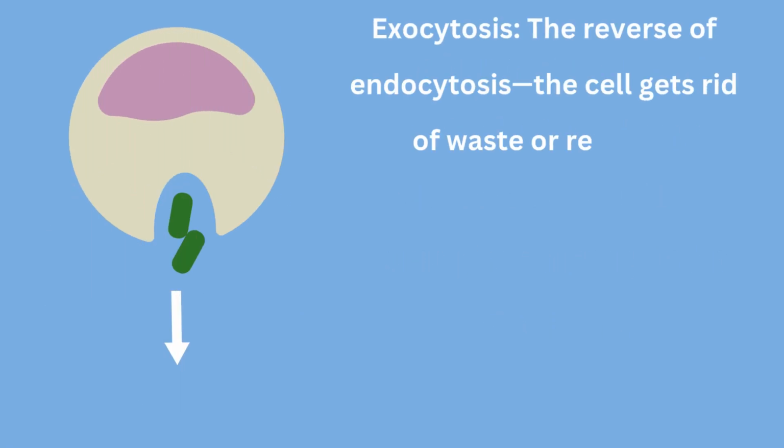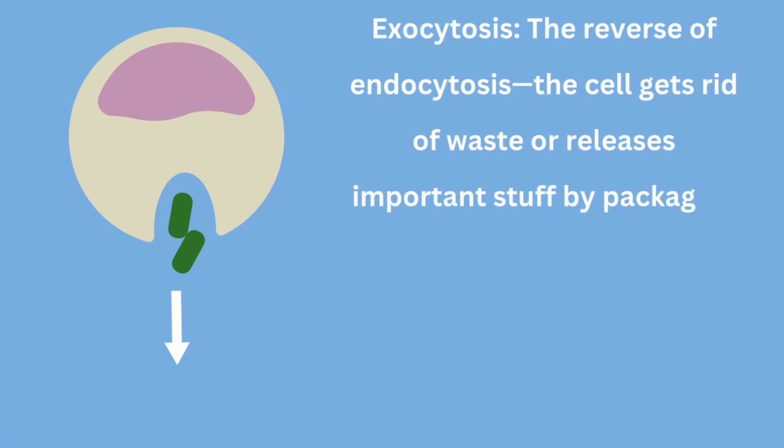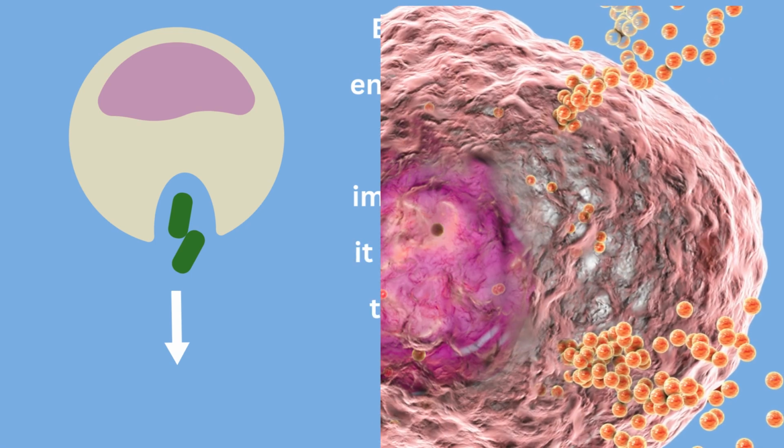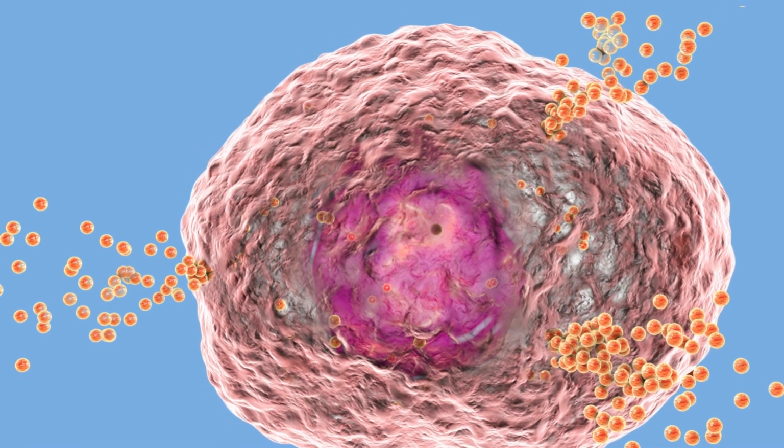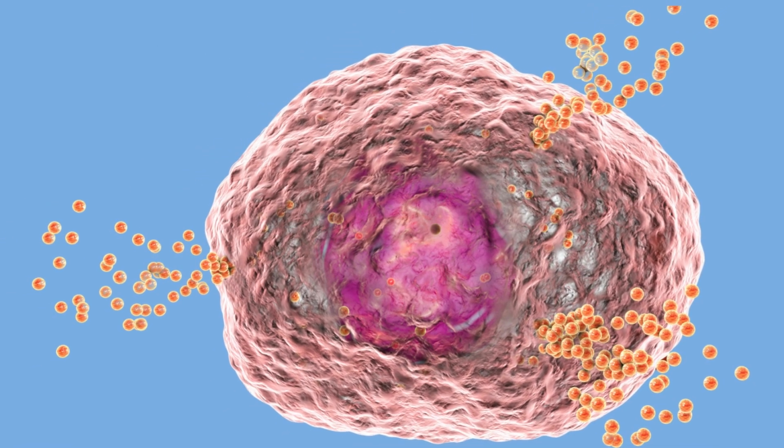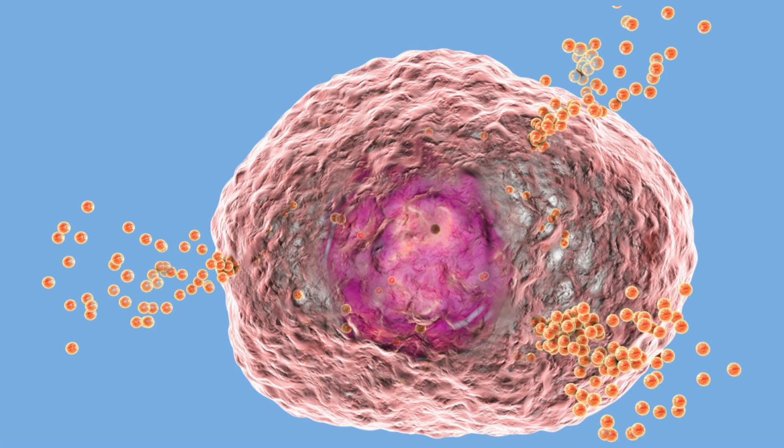The cell gets rid of waste or releases important stuff by packaging it in vesicles that merge with the membrane and push it out. To sum it up, the cell membrane is essential for keeping the cell intact and maintaining balance, a process called homeostasis. It controls what goes in and out of the cell, making sure there's the right balance of nutrients, ions, and waste.